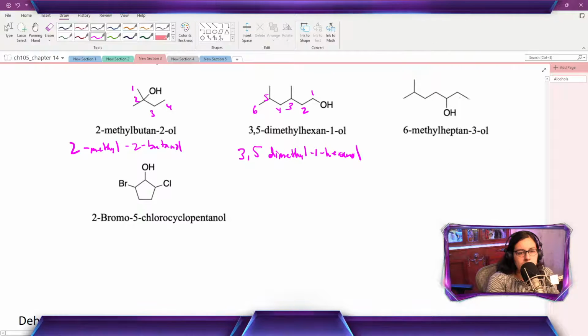Let's do the same for this one. So we could do 1, 2, 3, 4, 5, 6, 7, or 1, 2, 3, 4, 5. Okay, that doesn't seem to work. So let's number it this way. 1, 2, 3, 4, 5, 6, 7. And so that's how we got the heptane part. And then it has a methyl group here on the 6 carbon. So that's how we got 6-methyl. And then we could also call it 3-heptanol.